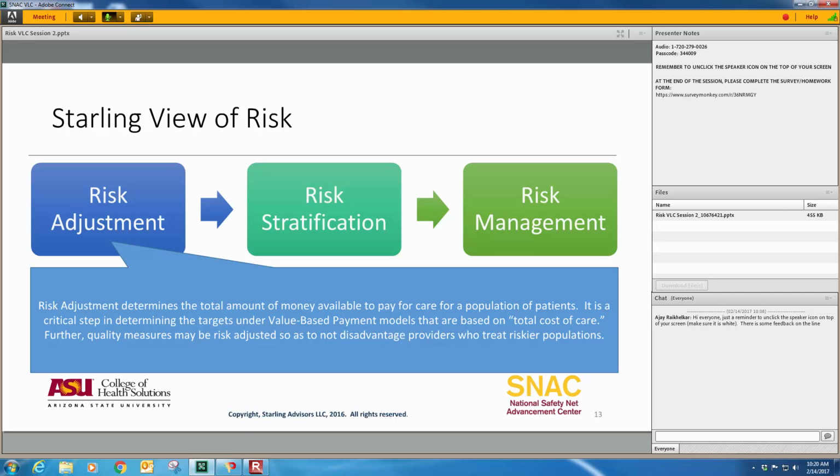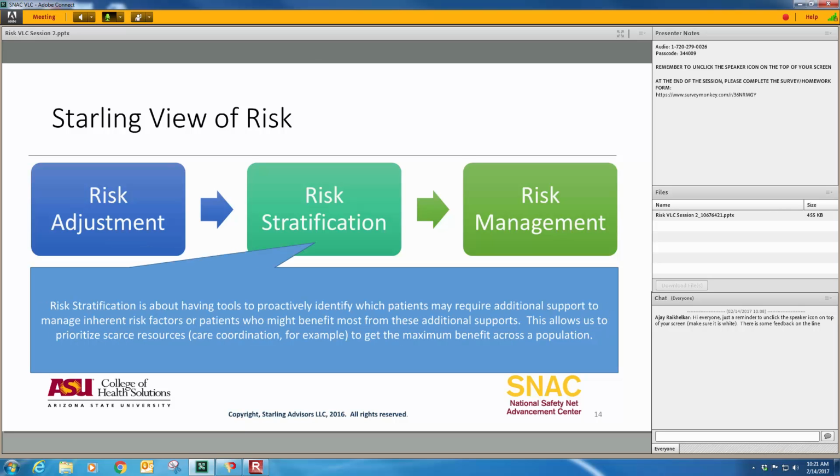We can also risk adjust quality outcomes, and I gave you an example of that in our last session. But this is about using risk data essentially to do apples-to-apples comparisons either on the likely financial cost of a patient or on the quality outcomes of a population of patients.